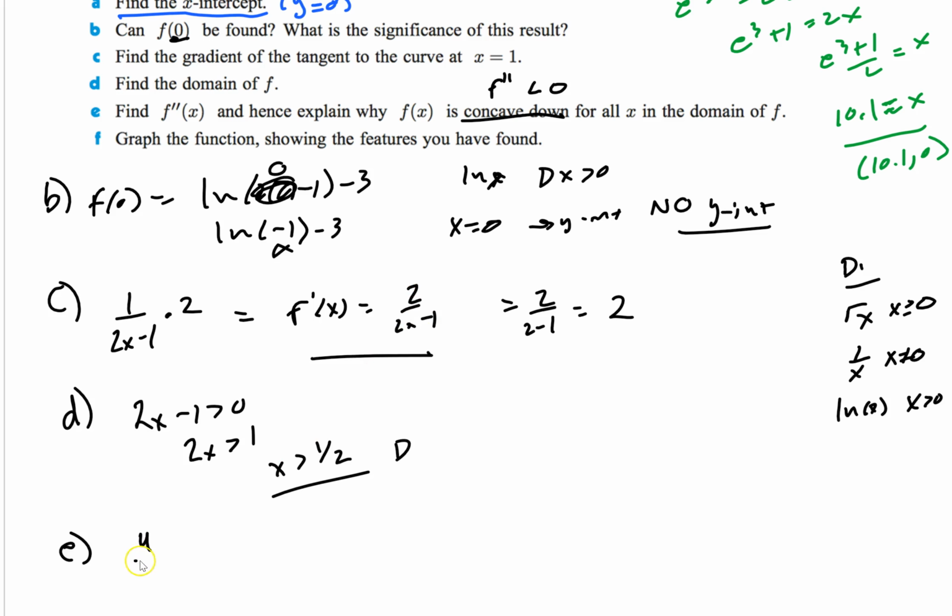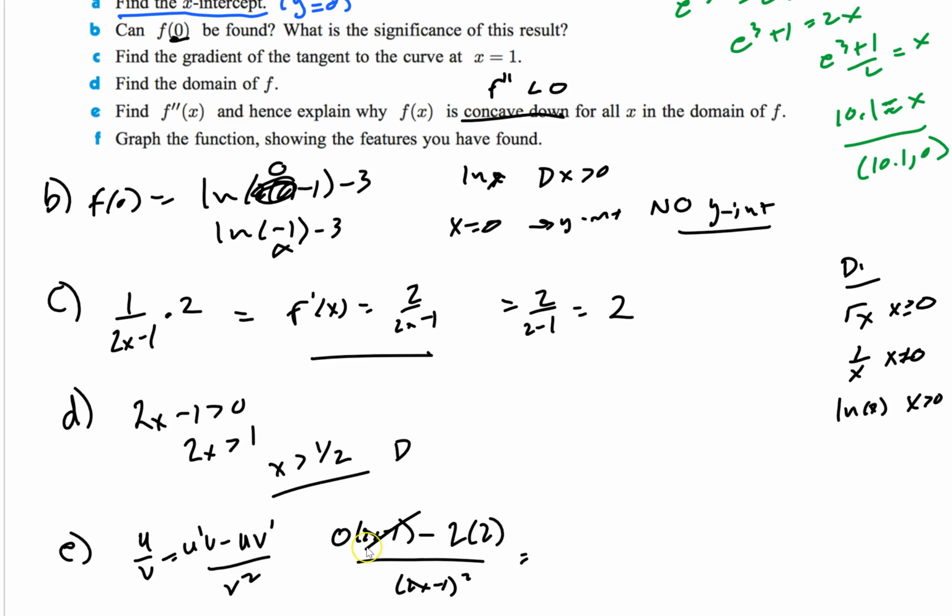u over v, which is u prime v minus v prime u, all over v squared. I'll do this real quick. The derivative of u is 0, so 0 times 2x minus 1, minus the derivative of the bottom, which is 2, times the top, 2, all over the bottom squared. That first part is a 0, so we get negative 4 over (2x minus 1) squared.